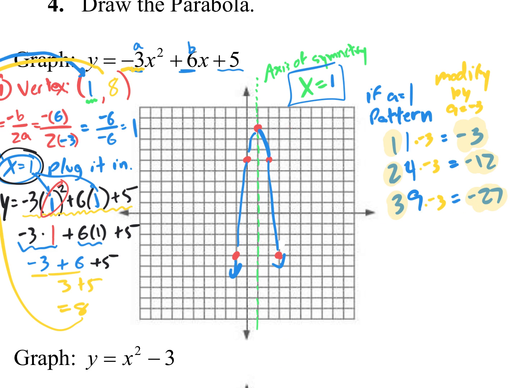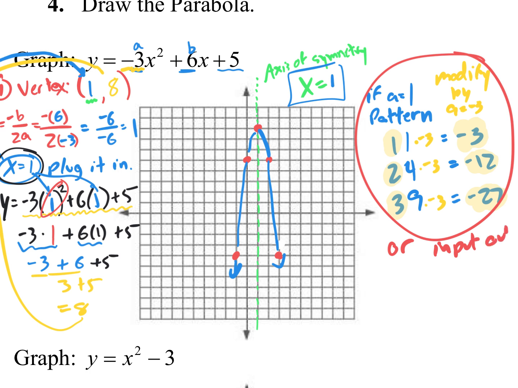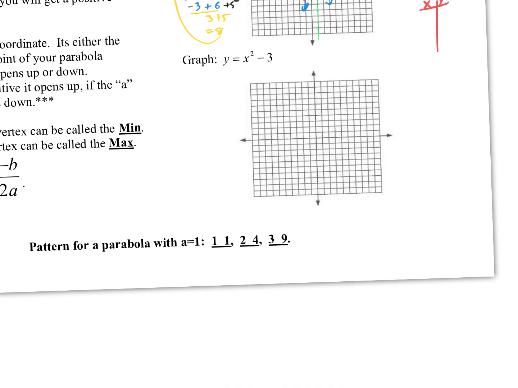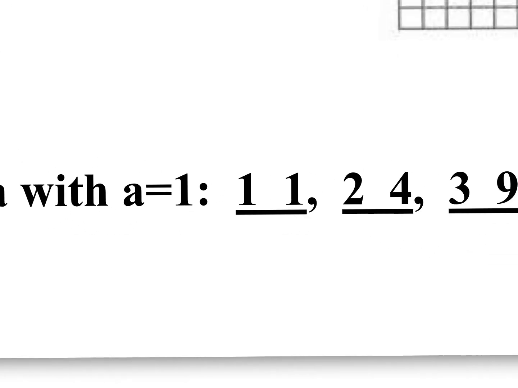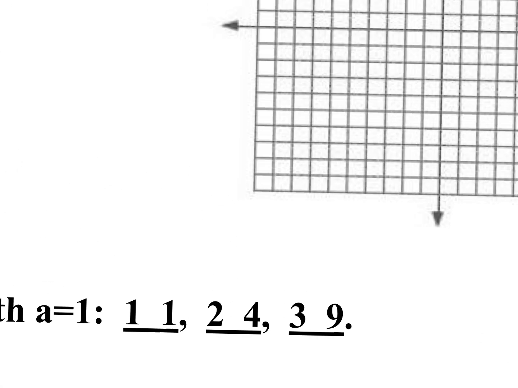But the other alternative is to actually do inputs and outputs, right? Instead of the modified pattern, you could do an input-output XY table. Now, I love the pattern, the 1, 1, 2, 4, 3, 9. I asked you to memorize that pattern. It's even right here in the notes. A pattern for a parabola with the a value of 1 is 1, 1, 2, 4, 3, 9.